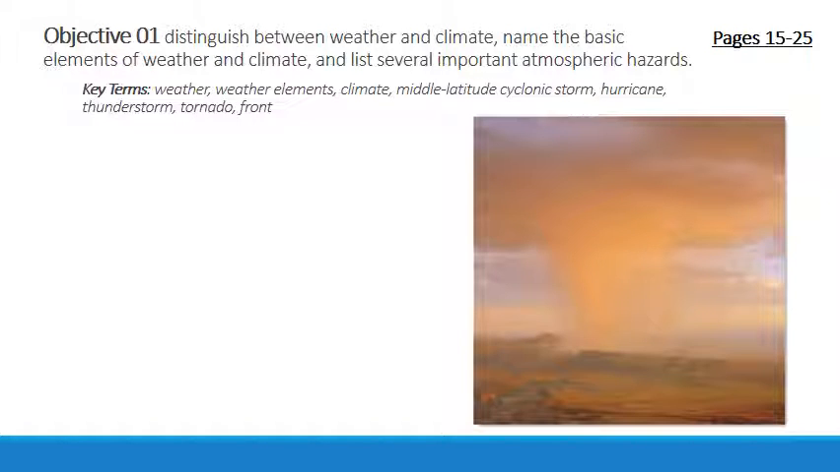Much of the content in this video comes from pages 15 through 25 of your textbook, and it's meant to help you achieve learning objective number 1, which is to distinguish between weather and climate, name the basic elements of weather and climate, and to list several important atmospheric hazards.